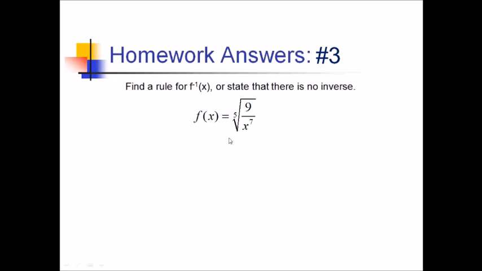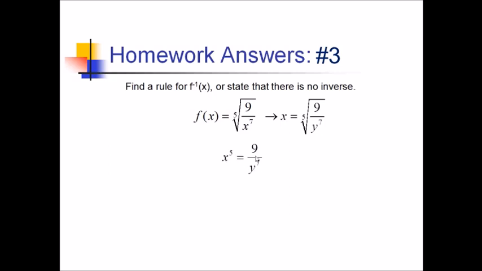For number 10, finding an inverse for this, we have odd exponents only, so that means we are going to be able to find an inverse. So let's switch x and y. We have x equals 5th root of 9 over y to the 7th. Next step after that, we have to get rid of the 5th root by raising both sides to the 5th power. So x to the 5th equals 9 over y to the 7th.